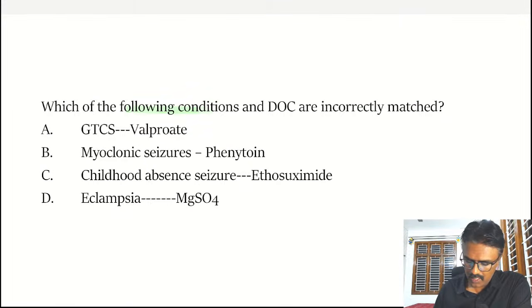Which of the following condition and drug of choice are incorrectly matched? So read and tell me which one is wrong.